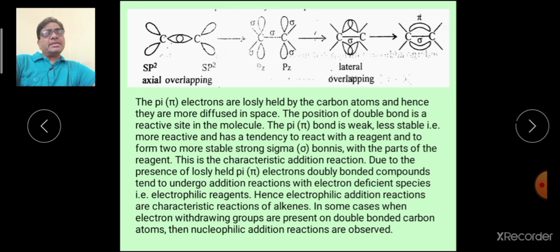This is the characteristic addition reaction of these compounds. Due to the presence of loosely held pi electrons, the doubly bonded compounds tend to undergo addition reactions with electron deficient species, that is electrophilic reagents, and hence electrophilic reactions are characteristic reactions of alkenes. In some cases, when electron withdrawing groups are present on the double bond system, that is on the carbon atom, nucleophilic addition reactions are also observed. But mainly electrophilic addition reactions are observed.